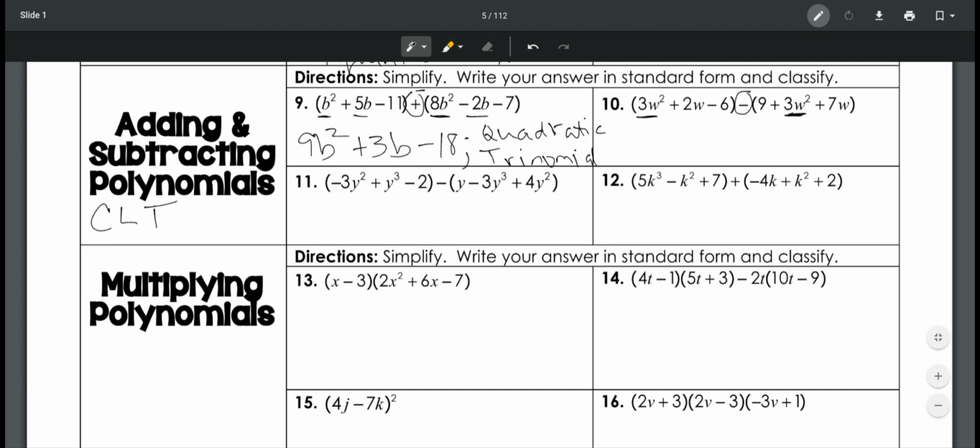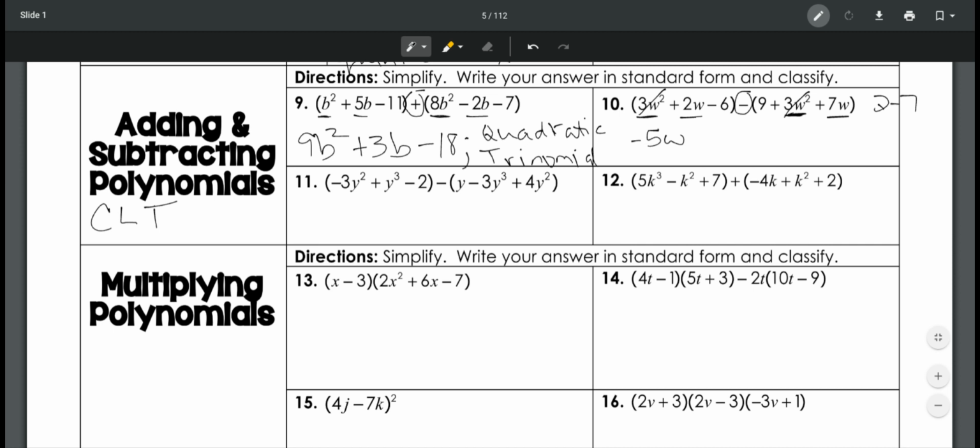3 minus 3 is 0. So those two w squares basically cancel out because you don't write down 0 w squared. You only write down anything that has a coefficient other than 0. So the second thing I do is I have a 2w here and a 7w here. I need to subtract those. So I should be thinking 2 minus 7, that gives me negative 5w.